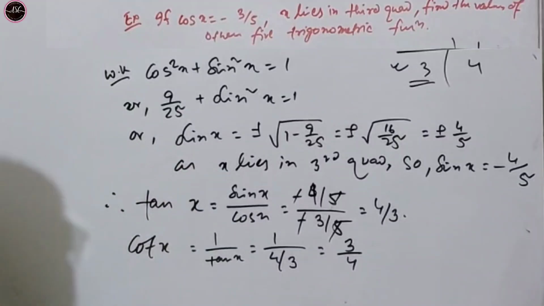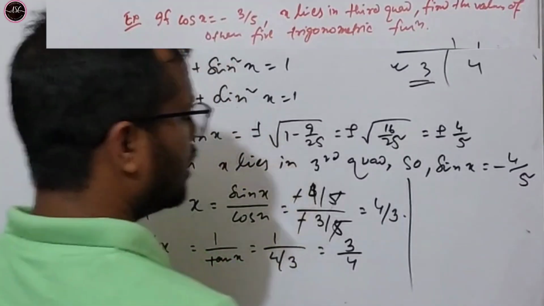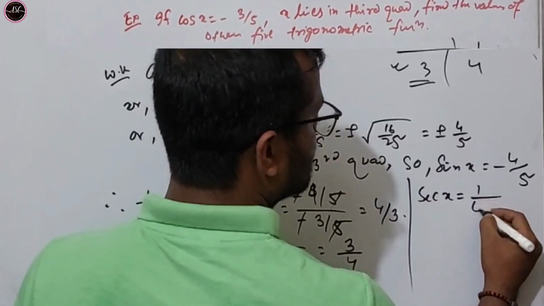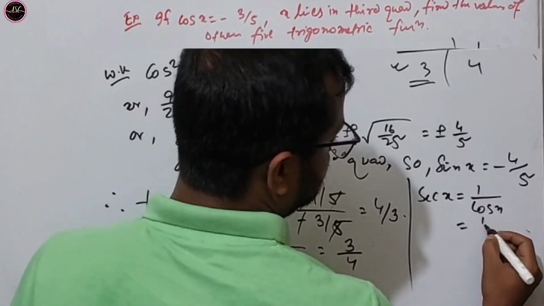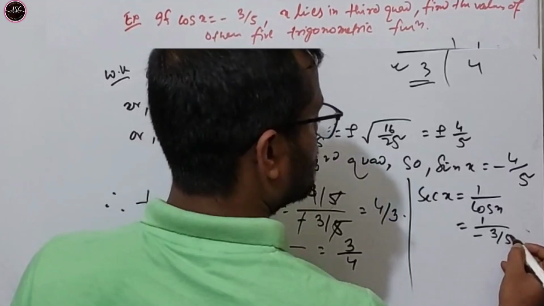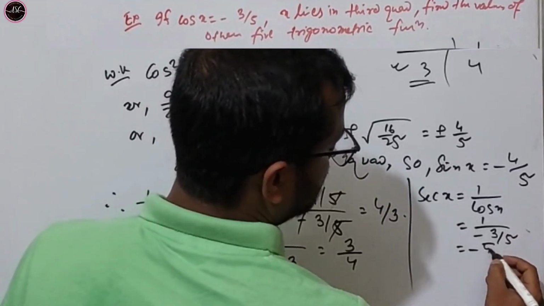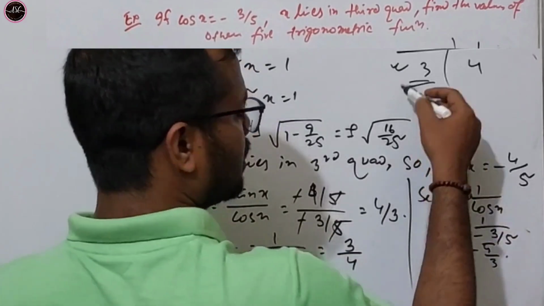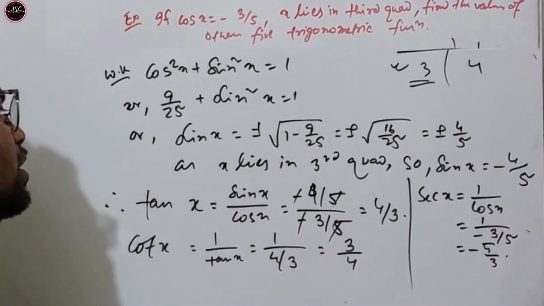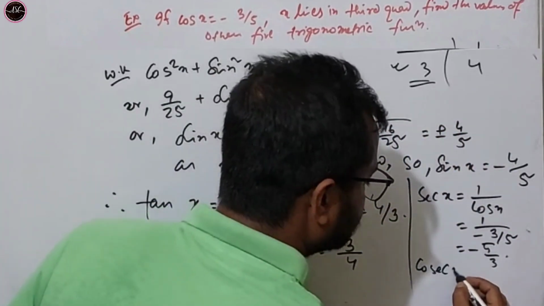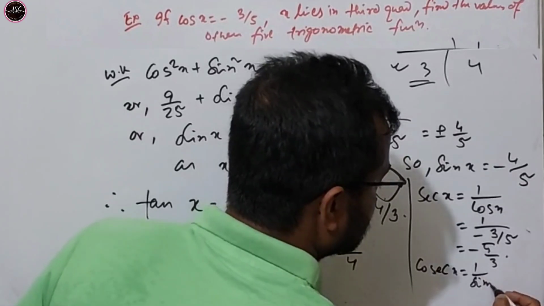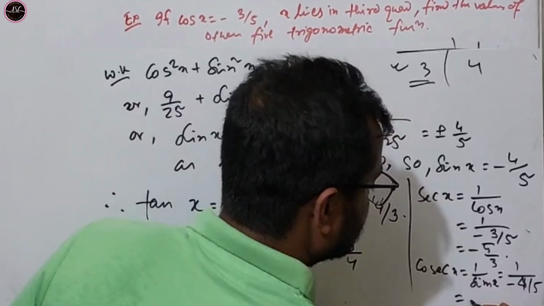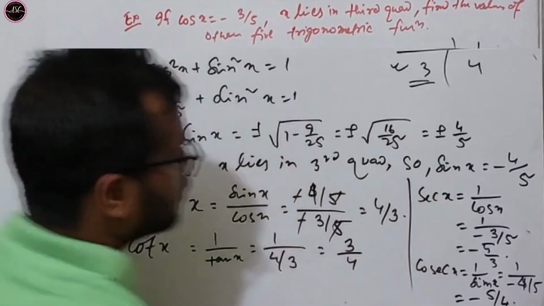Okay, now we will find the sec x and cosec x. Sec x equal to 1 by cos x. Here putting the value of cos x we get minus 5 by 3. As in the third quadrant only tan is positive, so sec x will be negative, and cosec x is equal to 1 by sin x. That means 1 by minus 4 by 5. That means minus 5 by 4. This will be the answer.